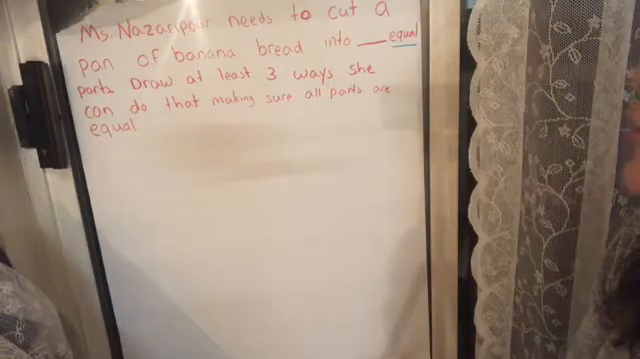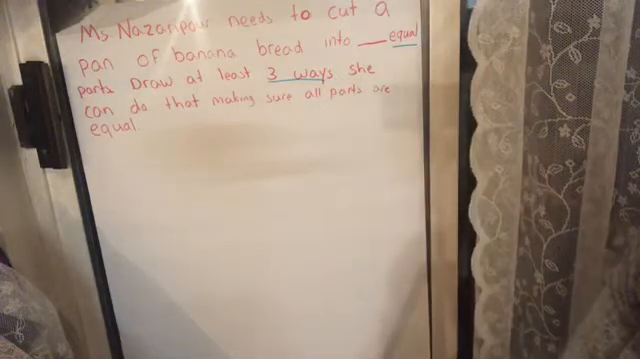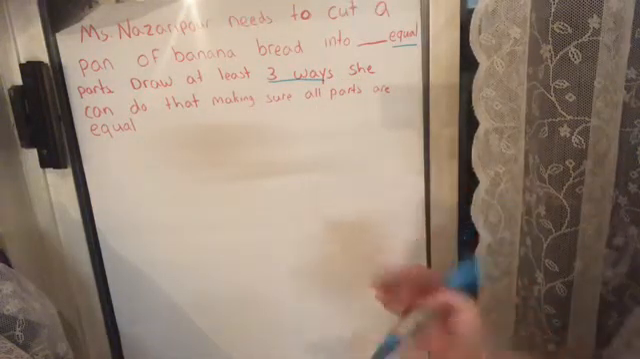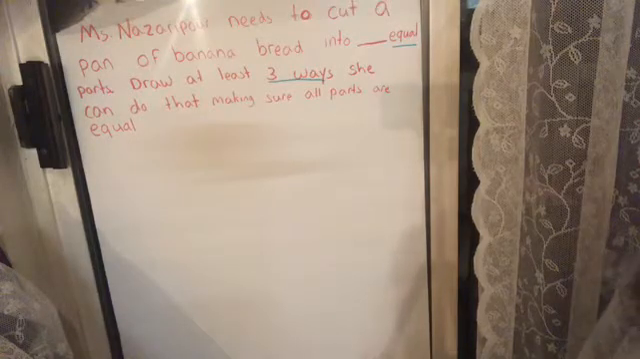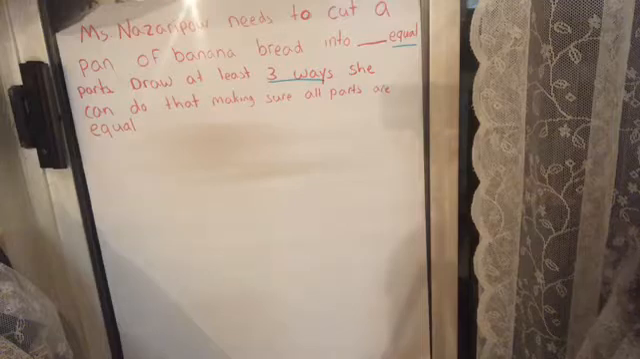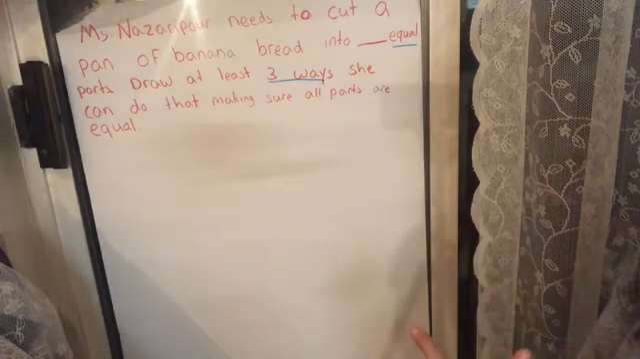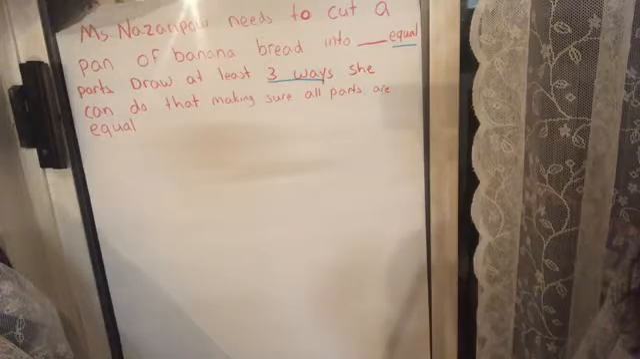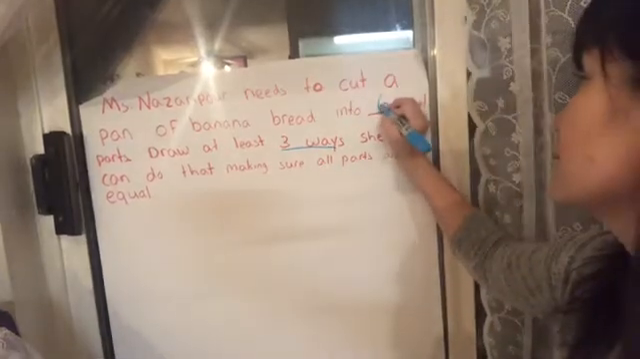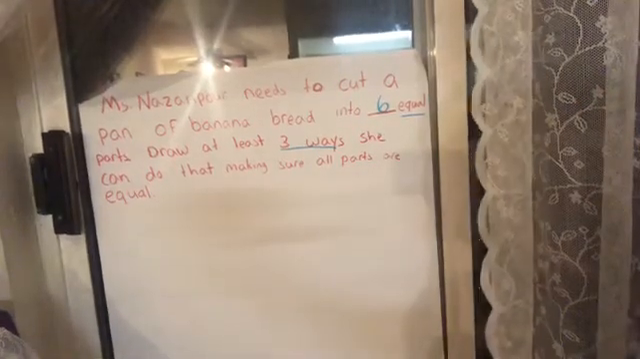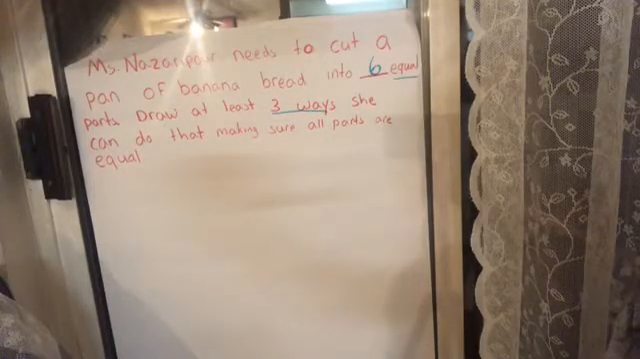And I know that I need to draw 3 different ways I can cut up. Do you remember that word for cut up? Partition. I need to draw 3 ways I can partition that bread or cut it up. Okay. So equal parts, 3 ways, and ready to find out how many parts I need for this banana bread? I need 6 parts.